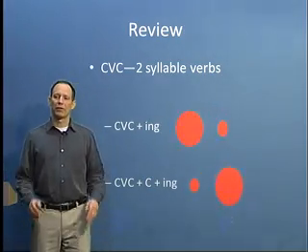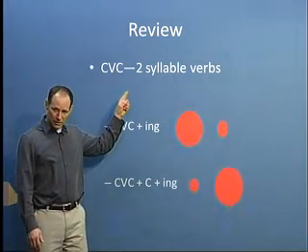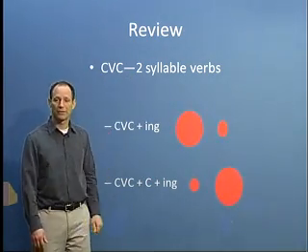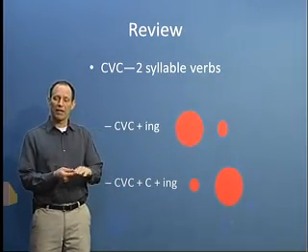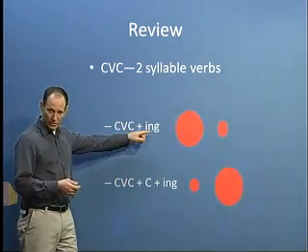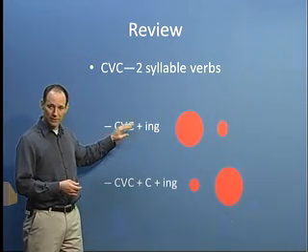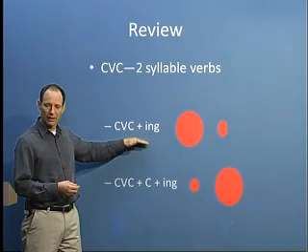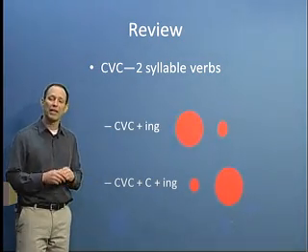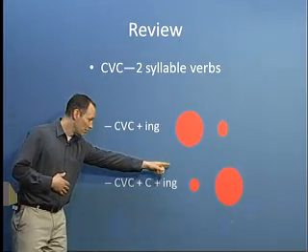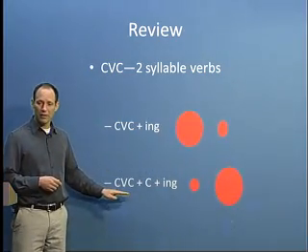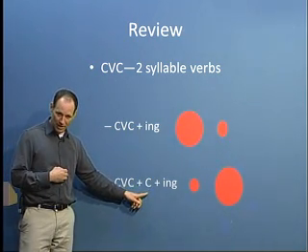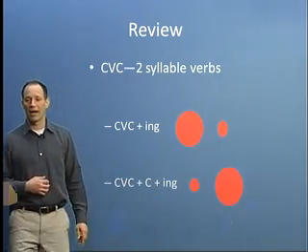So once again, we're talking about verbs that have two syllables and they end with consonant, vowel, consonant. With those verbs, if the stress is on the first syllable, the first syllable is stronger, then we're not going to double the last letter. However, if the stress is on the second syllable, then if it ends in consonant, vowel, consonant, we will double the last consonant before we add ing.